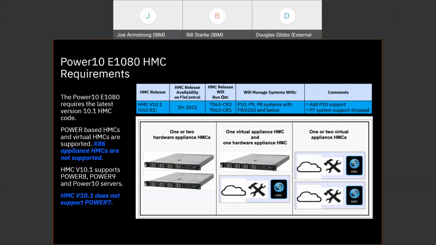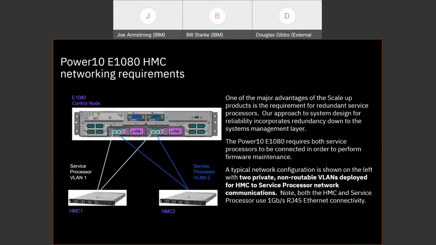So when you go to purchase your Power 10 system, look at your HMCs, plan for this and what you need. Get rid of your Power 7 anyway, all right? The HMCs have to be connected to the control node, both of them, and there's 2 service processors. In order to do firmware updates, it's a requirement that each HMC is connected to both service processors. And that's really just, again, redundancy to make sure everything's going up and going right along the way.